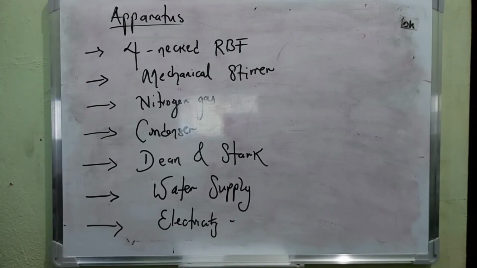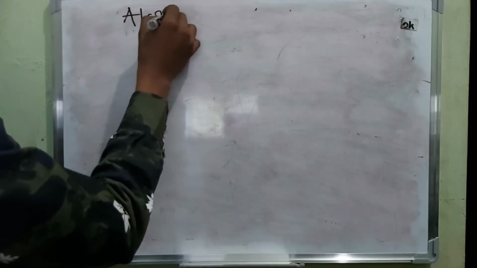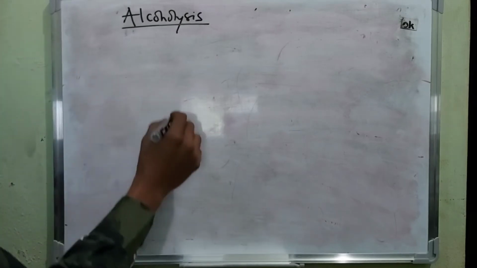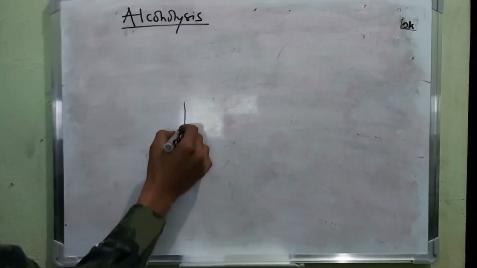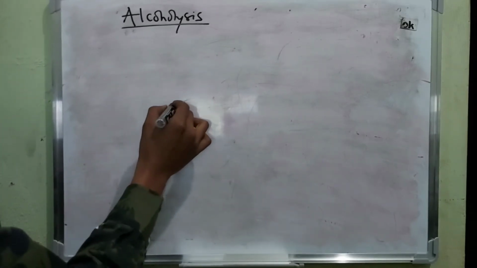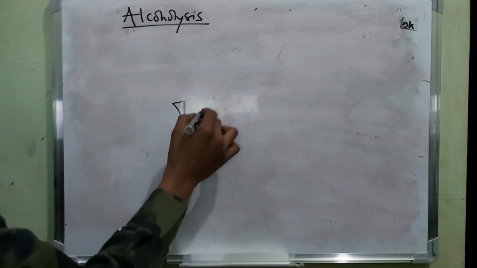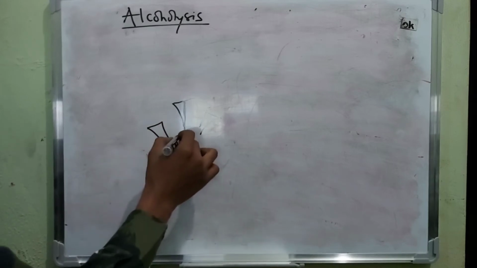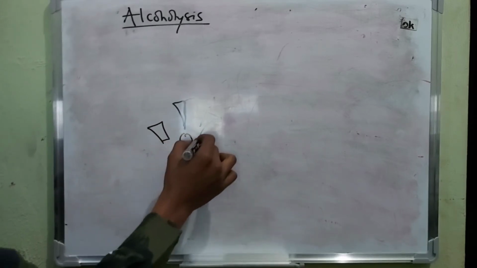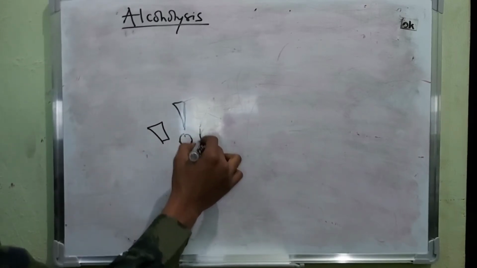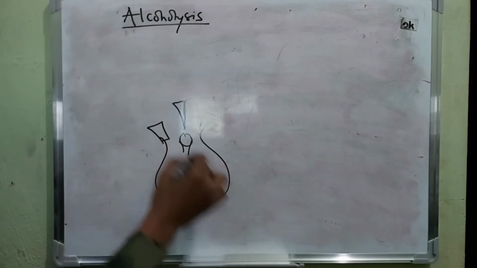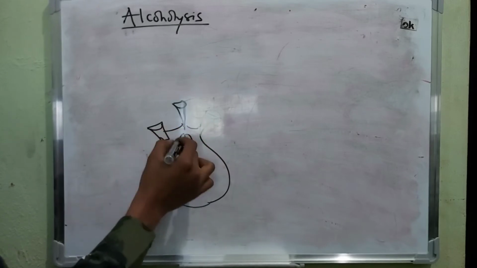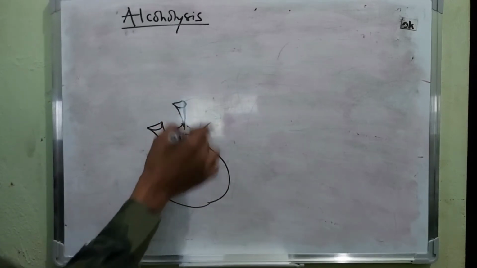Now for the setup, that's for the first stage of the synthesis. We need to have our 4-neck round bottom flask. I'm just going to be explaining this on the board. Sorry, I can't do that in the lab right now. It's very, very far from here. So I'm assuming this is our 4-necked round bottom flask. You can see the 4 sides of the round bottom flask.